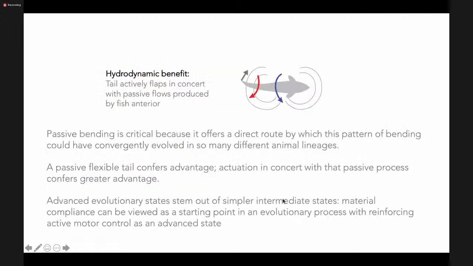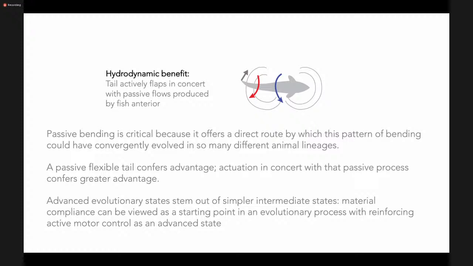So just to conclude this particular study, we see hydrodynamic benefits when the tail actively flaps in concert with passive flows that are produced by the anterior part of the body. This passive bending is critical, in my opinion. Now, this is the part where it becomes a little bit of an interpretation. I think this passive bending is critical because it offers a direct route by which this pattern of bending could have evolved in many different animal lineages.